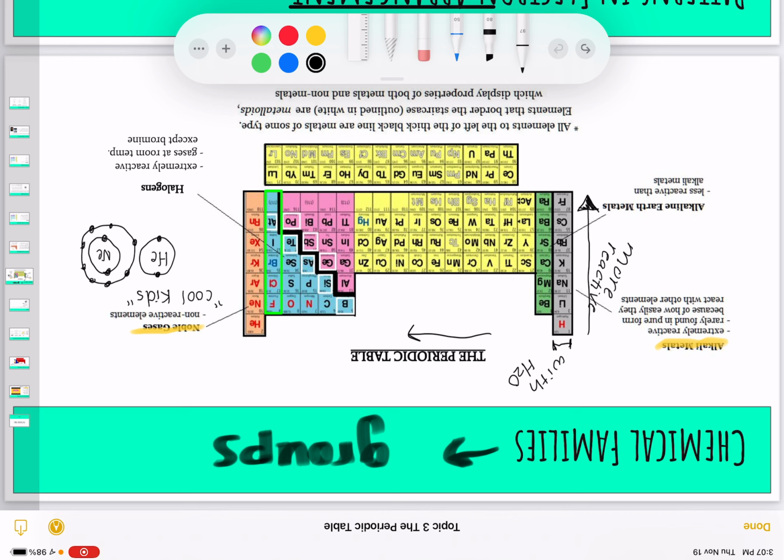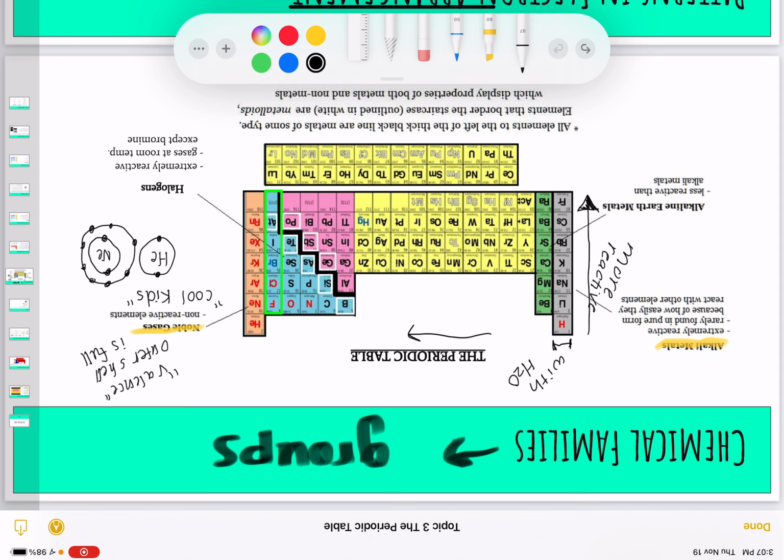Well, that is full. So the reason why these guys are cool is because their outer shell is full. So I'm gonna write that too. Their outer shell, which we called valence shell, is full. So all these guys, noble gases, they're the coolest. Their valence shell is full.